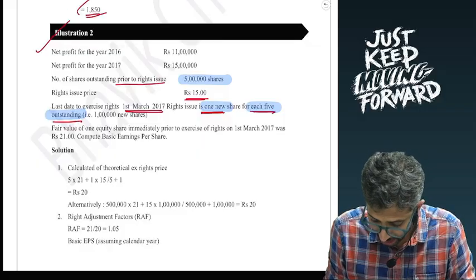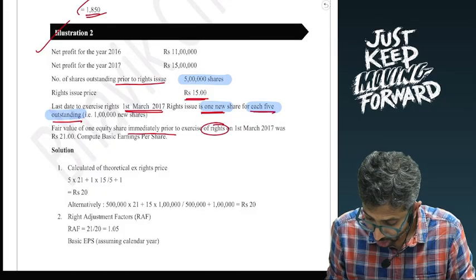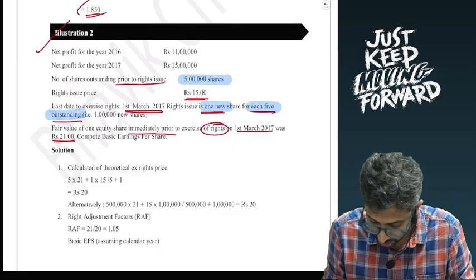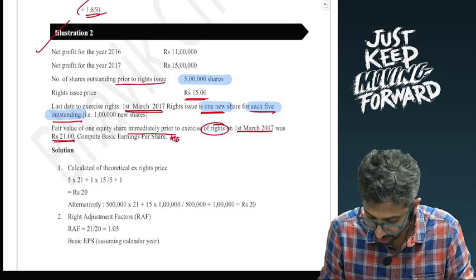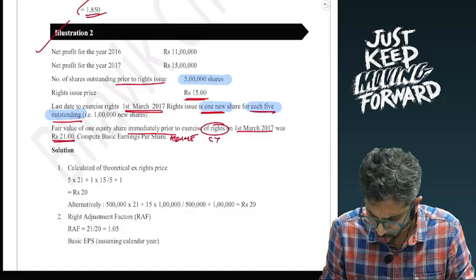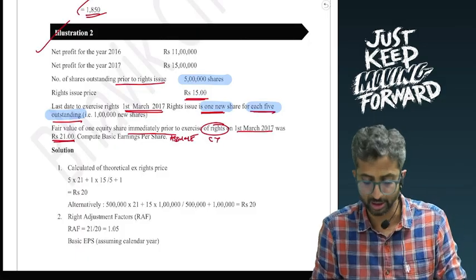Fair value of 1 share immediately prior to the rights on 1st March was 21 rupees. Compute basic EPS, assuming calendar year. In all of these cases, let us say we are assuming a calendar year.